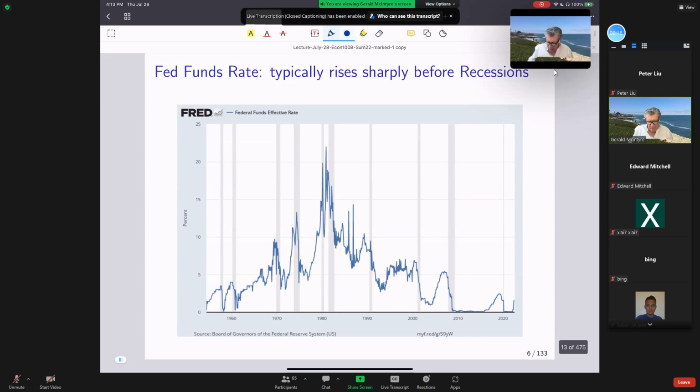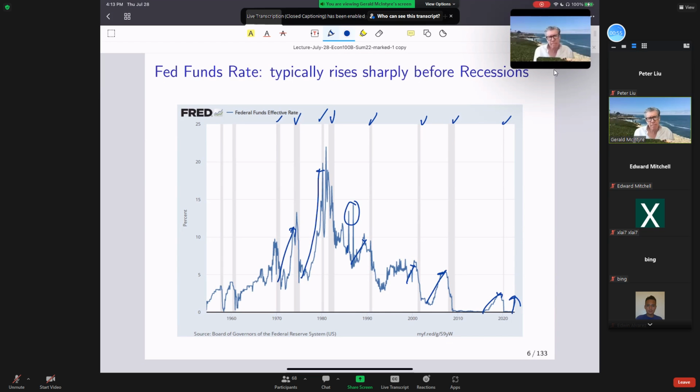Looking here, this is the graph of the federal funds rate. We had this on Tuesday as well, and notice something. Typically, the federal funds rate rises sharply before recessions. Okay, that's not the only time it rises. It rose sharply here, here, and here, but it didn't cause a recession. But before every recession, here, here, here, here, here, here, and so on, the Fed funds rate rises sharply. And of course, now it's going up again.